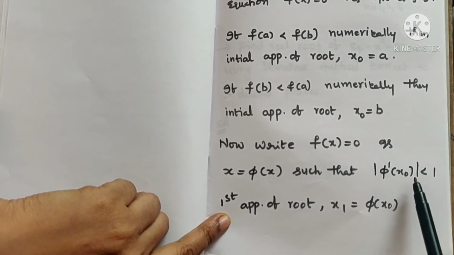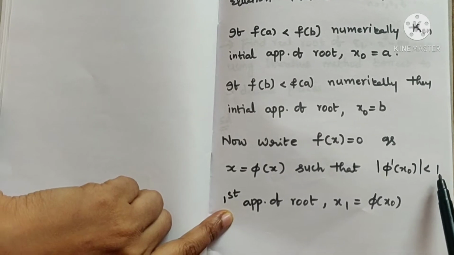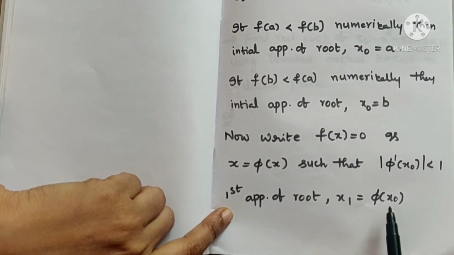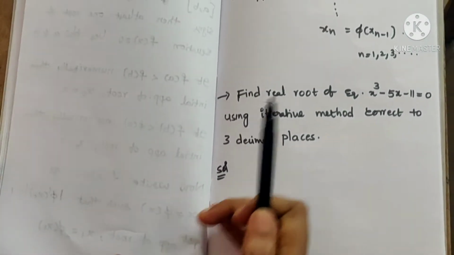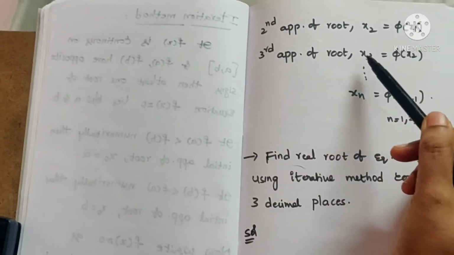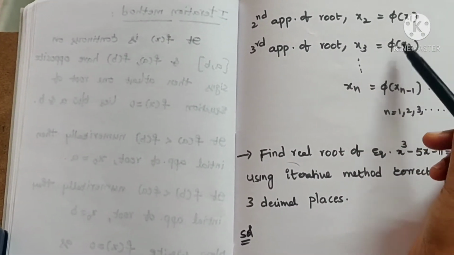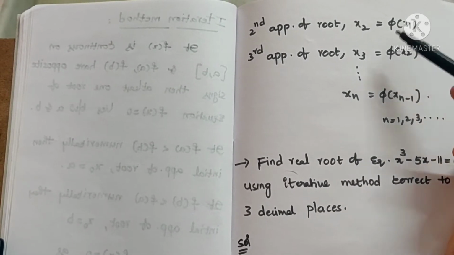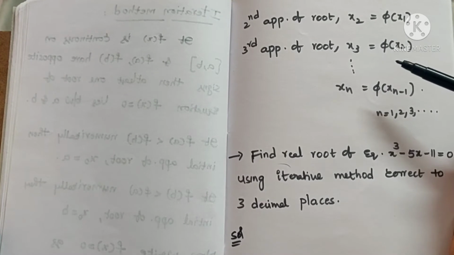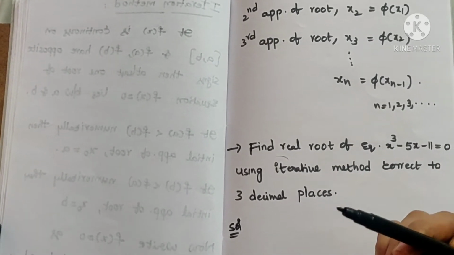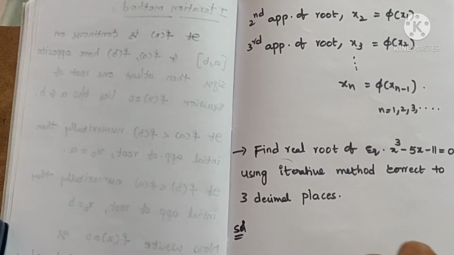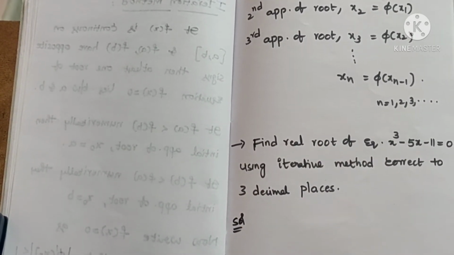So after writing f of x equal to 0 as x equal to phi of x such that modulus of phi dash of x0 is less than 1, the first approximation of the root is x1 equal to phi of x0. Next, the second approximation x2 equal to phi of x1. Third approximation x3 equal to phi of x2. Like that, calculate the successive approximations, and stop the procedure when successive approximations of the root coincide up to 3 to 4 decimal places. Now we see a problem on the iteration method.